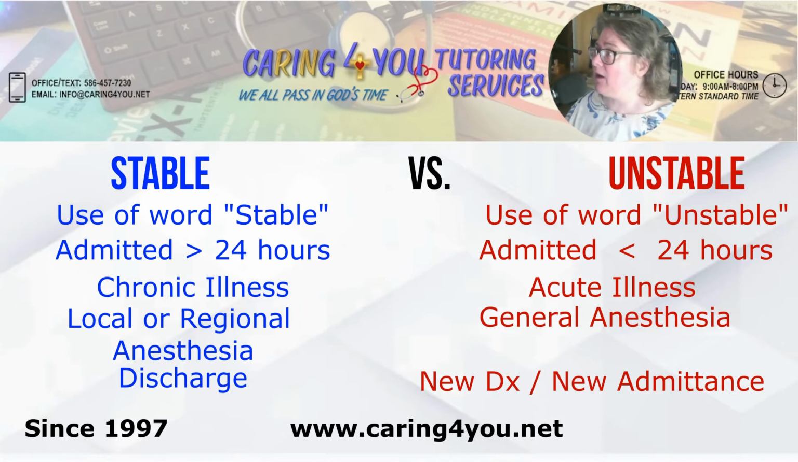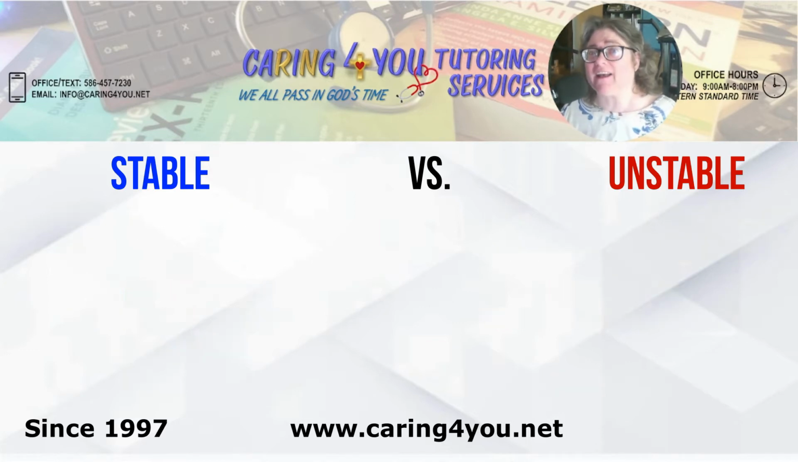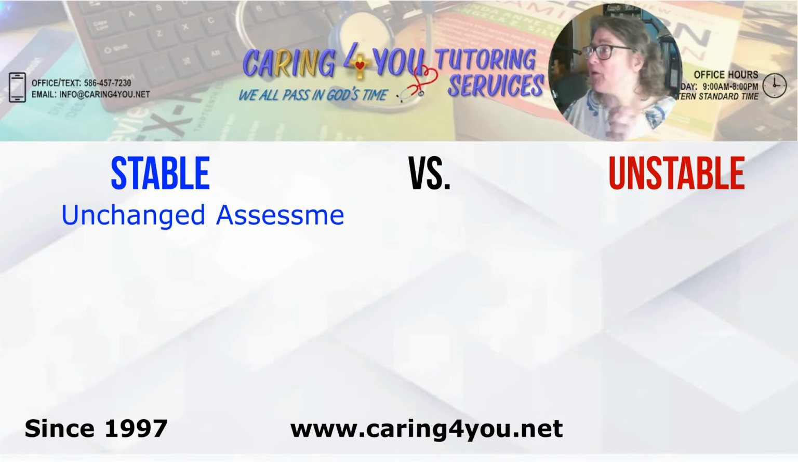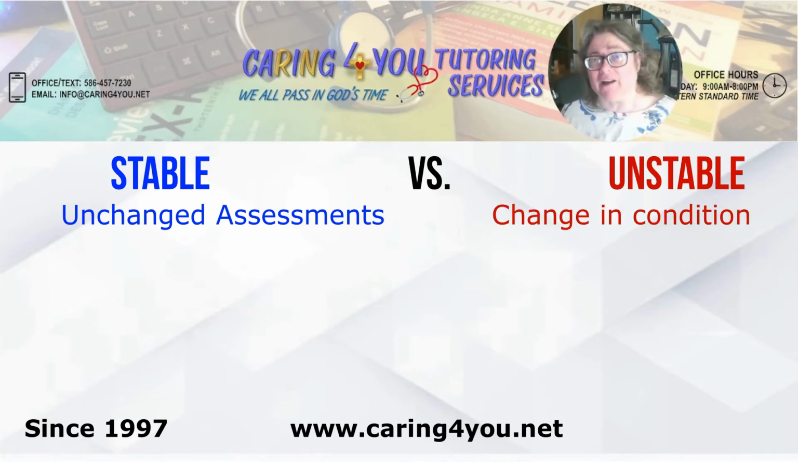Now, let's talk about assessment here. Now we can delegate unchanged assessments. We can delegate stable assessments. What makes an assessment stable? If there's no changes from your initial assessment, that person is stable. So unchanged assessment would be considered stable. If there's any changes from the original assessment, that person would be considered unstable.